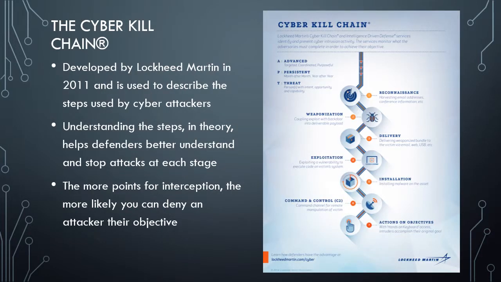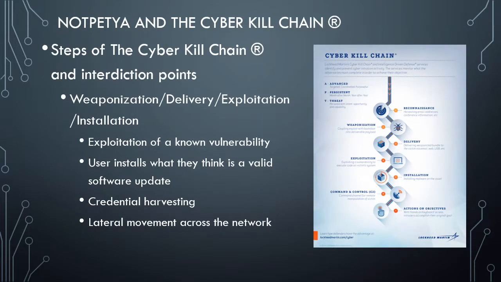So the cyber kill chain is a framework used to describe the steps used by cyber attackers. So if we can understand what happens in a cyber attack for each of these steps, we should be able to interdict and stop the attack at any point of the kill chain. So the more opportunities for interception, the better we can thwart the attacker's objective. So I believe that the cyber kill chain should be part of our CTIP as an effective process.